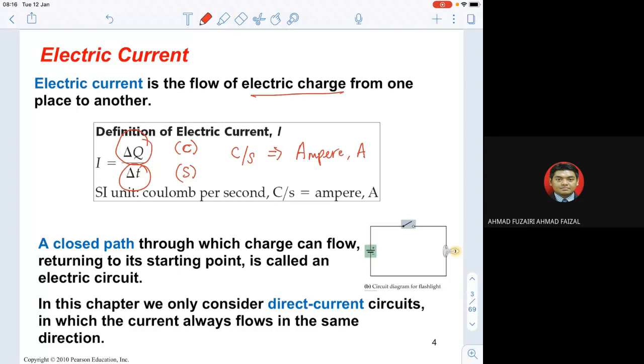Ampere will be the unit for current. If you notice 10A, that means 10 ampere. So 10 ampere is actually 10 coulomb per second. That's how they interpret ampere.